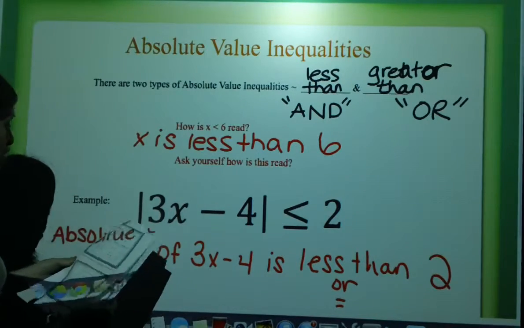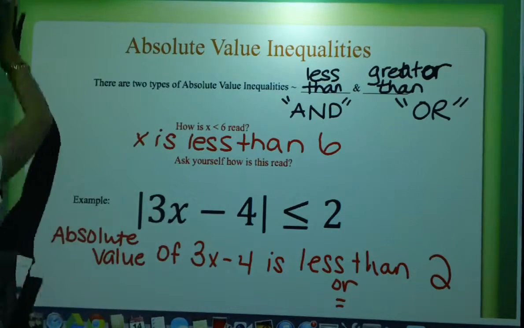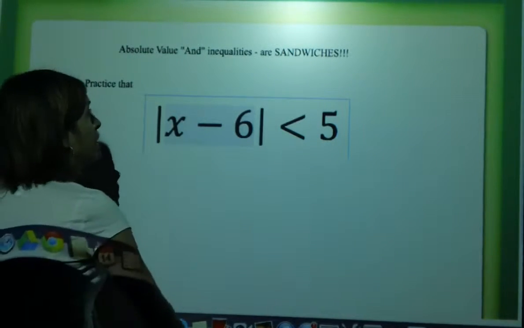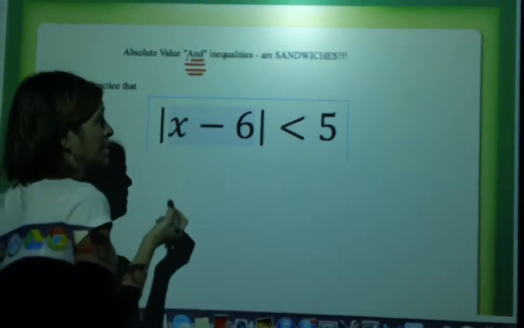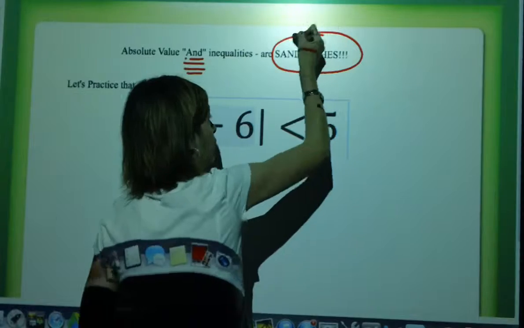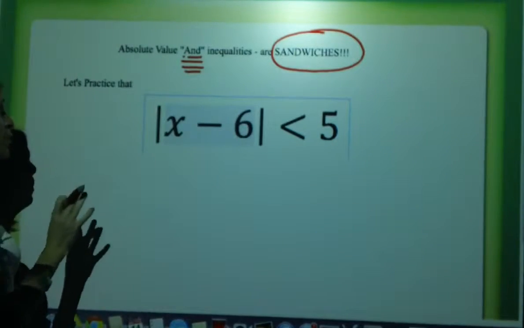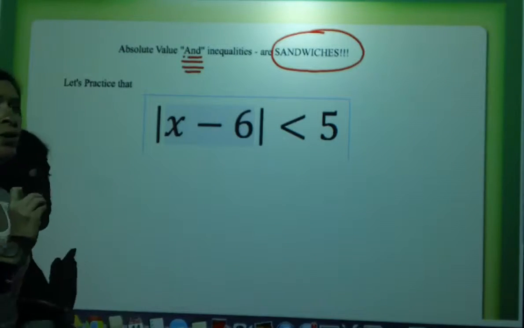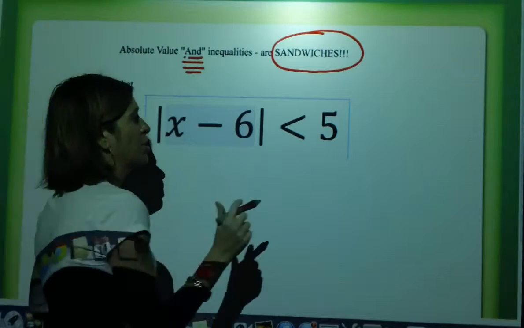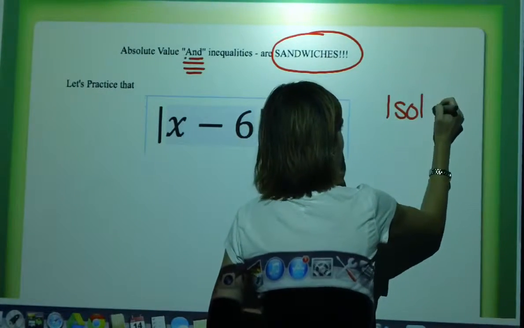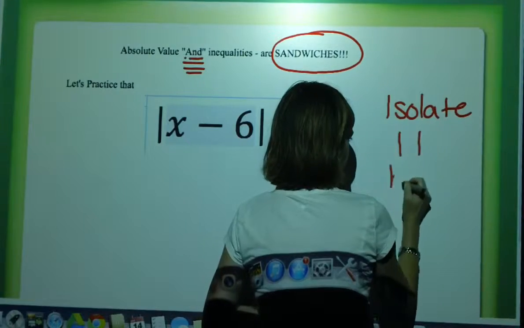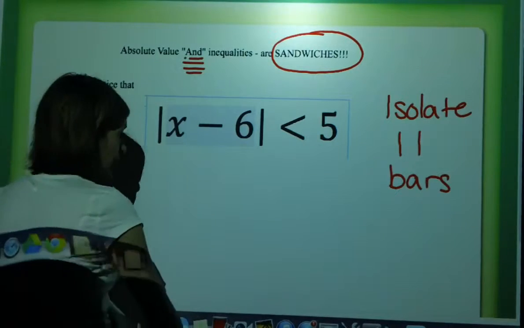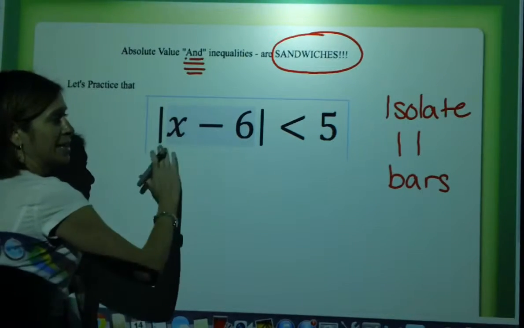All right, so how do we solve these equations? Let's talk about it. Absolute value, we're going to call them and inequalities. Just like our compound and inequalities. And we know that and inequalities are sandwiches, okay? So the first thing we do, we have to create a compound inequality. But before we do that, we don't want to forget our rules with absolute values. First, we need to always isolate the absolute value bars. Okay? Meaning they have to be all by themselves on the left side. Okay, so they are isolated in this case.